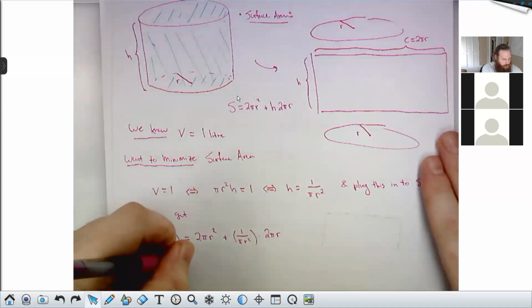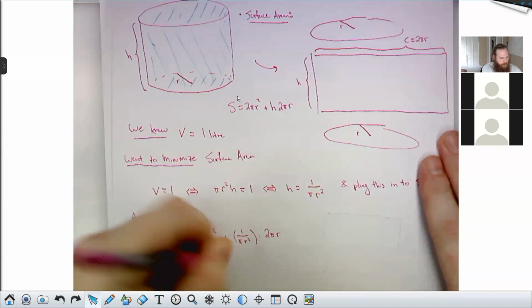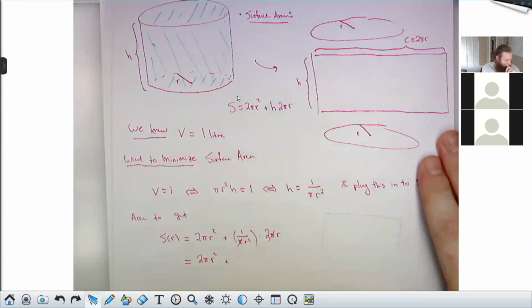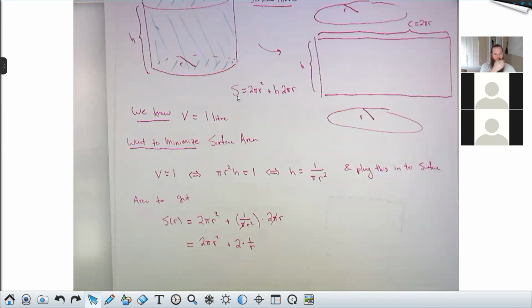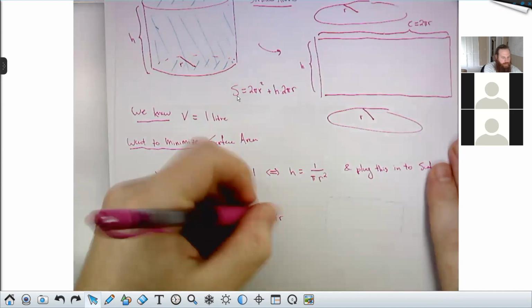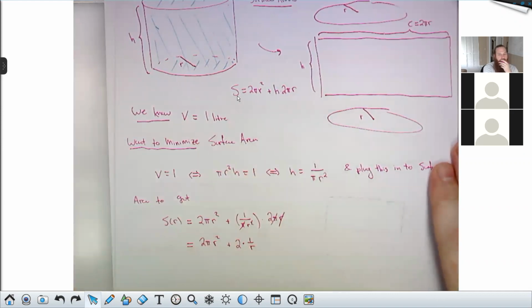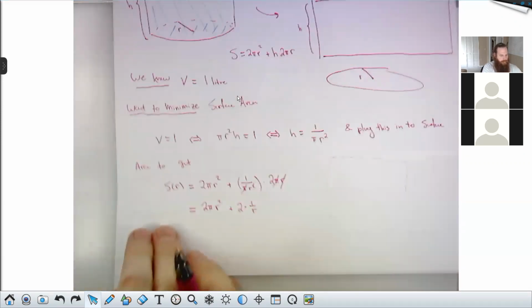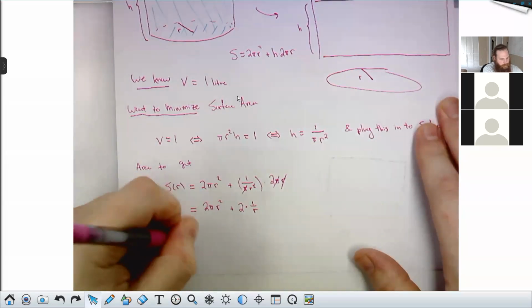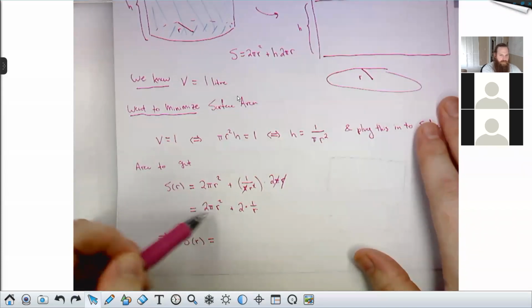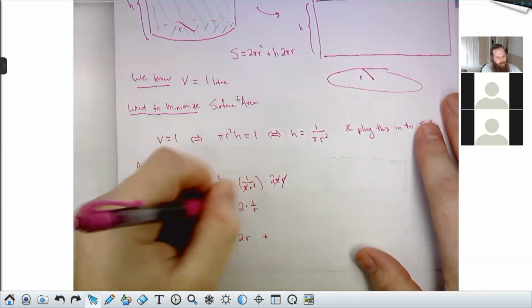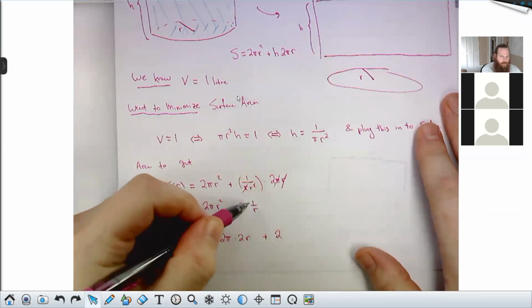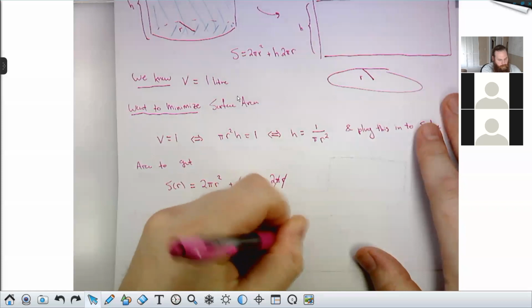All right, algebra time. 2 pi r squared is 2 pi r squared, nothing to do with that. But here, I can cancel the pi's. I've got an r upstairs and an r squared downstairs, so I'll end up with 2 times 1 over r. Right, like I can cancel the r and the square. So now I need to differentiate. So S prime of r: the 2 pi is a constant, it will come along for the ride. r squared differentiates to 2r to the 1, plus 2 is a constant, it will come along for the ride. 1 over r is r to the negative 1, so it has derivative negative 1 times r to the negative 2.